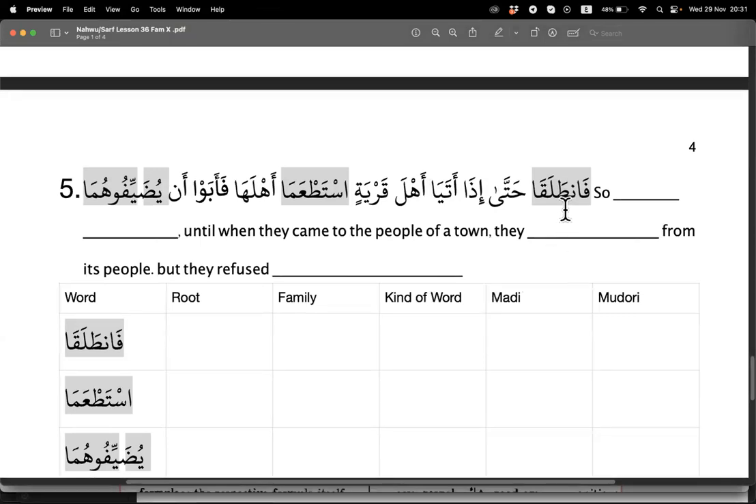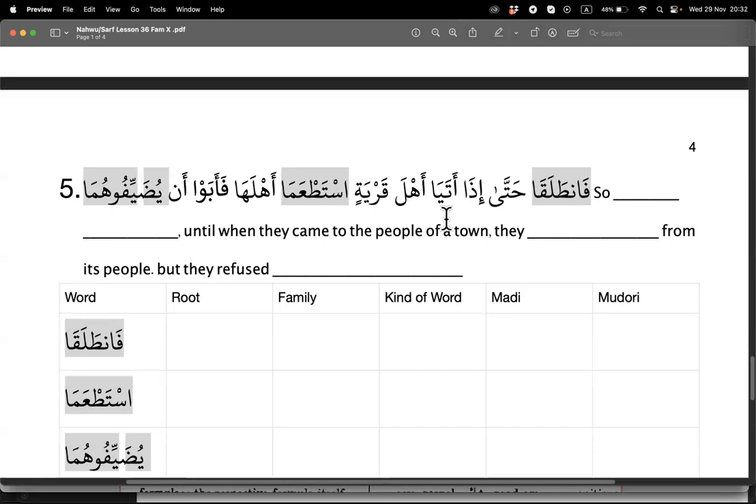Fantolako is intolako, bab infi'al. What are the root letters? The root letters will be tolako, family seven. Can you give me the first line? Intolako, yantoliku, intilakan, muntolikun. What is this? It will be fi'il madi, Hadiku, humam. Hatta ida ataya, ataya.